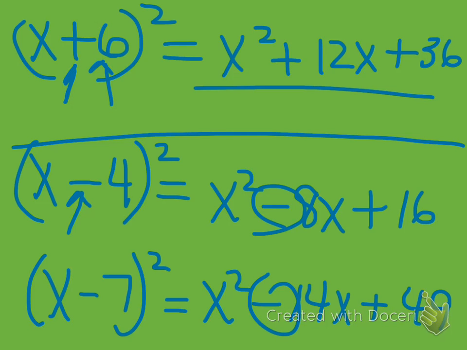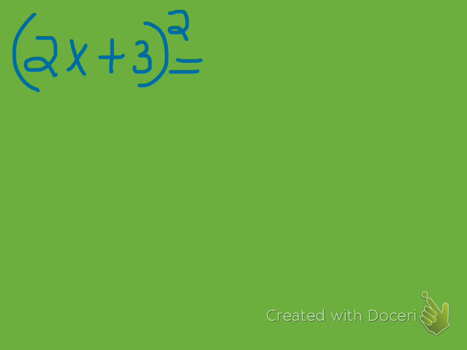Okay. Now we're going to complicate things a little bit more, because life doesn't always have just plain x. Sometimes it's 2x plus 3, squared. And I'm going to tell you, I think you're going to catch this. Instead of x squared, it's going to be what? It's going to be 4x squared. This end thing is going to be a 9 because of this 3.